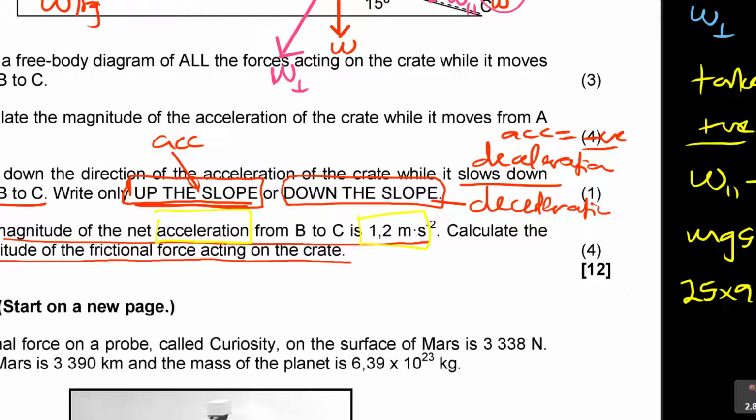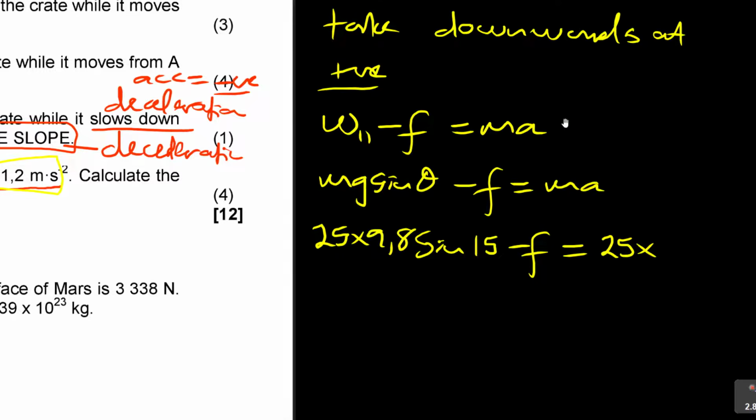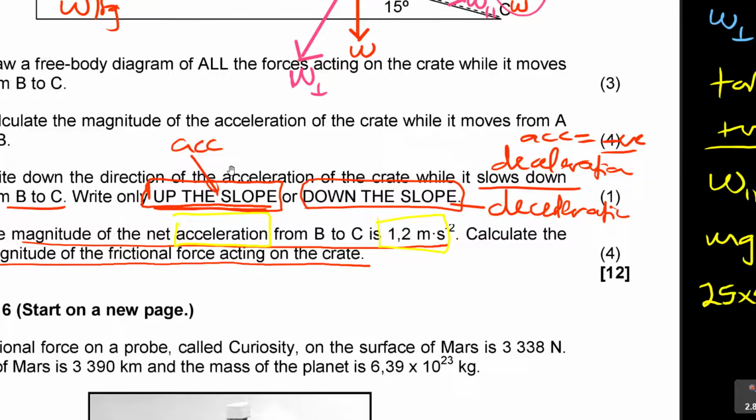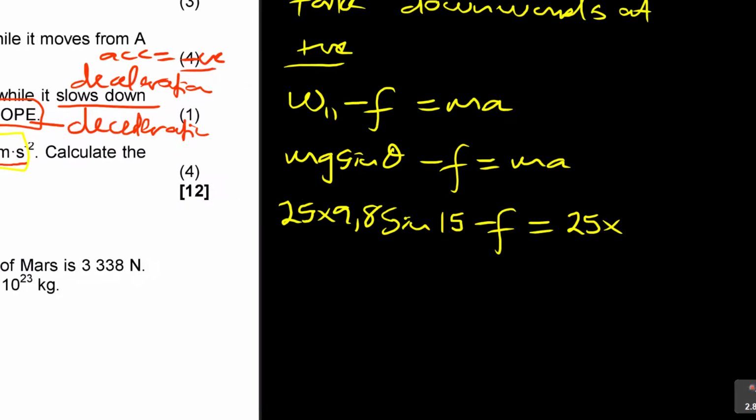I said down the slope is positive, but we said the acceleration is up the slope, which means it's now negative. That's why they wanted to catch you. So use negative 1,2 there, because this thing is decelerating. It's acceleration, but in the negative. It was slowing down. Then from there, you can now simplify this.